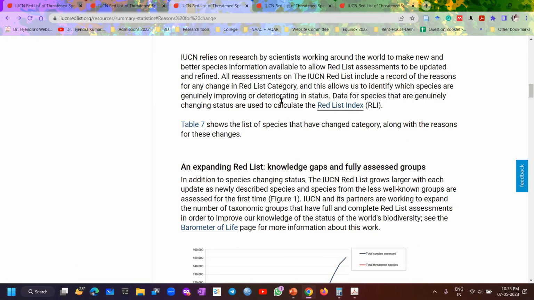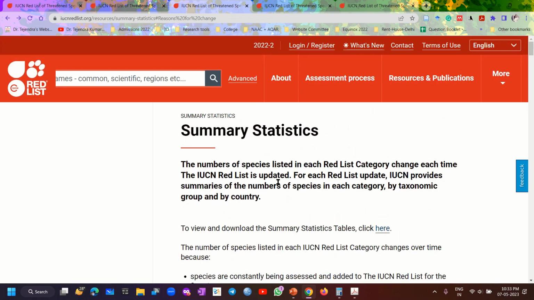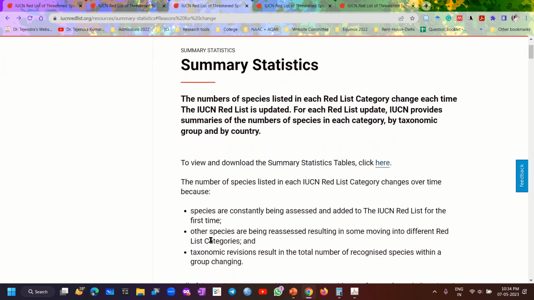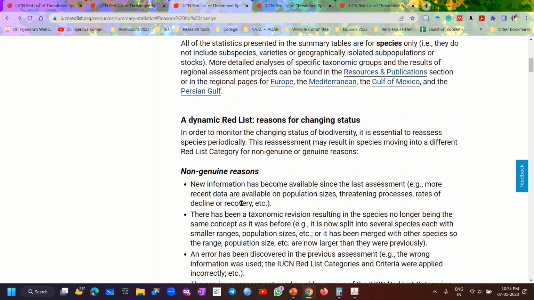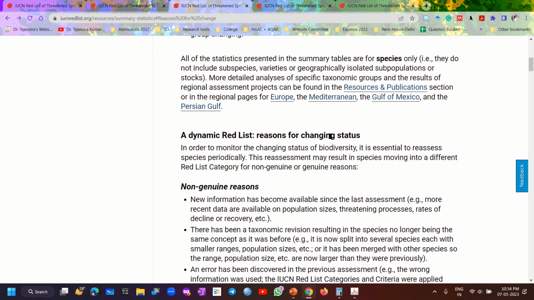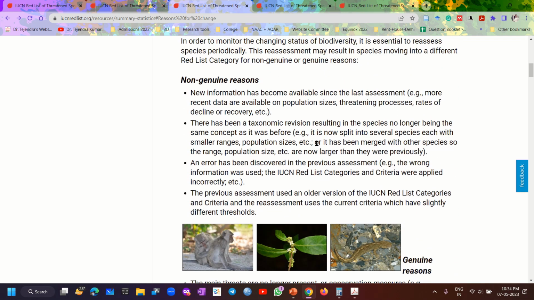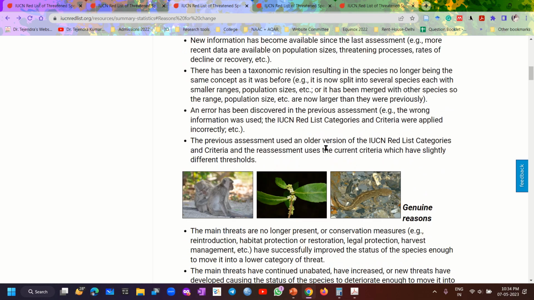Now, see the summary statistics. You will find that the number of species listed in each Red List category changes each time the IUCN Red List is updated, and for each Red List update, IUCN provides a summary of the number of species in each category by taxonomic group and by country. So if you want to see and download the summary statistics, you can download them from here as well. The Red List is dynamic and always published by the IUCN, so it can change accordingly.